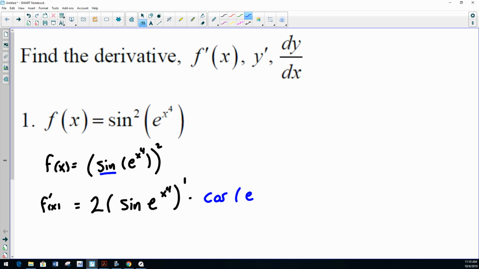E to the x to the fourth times, I'll switch to a new color, the derivative of e is e, so this doesn't change. And then another color. The derivative of x to the fourth is 4x cubed.